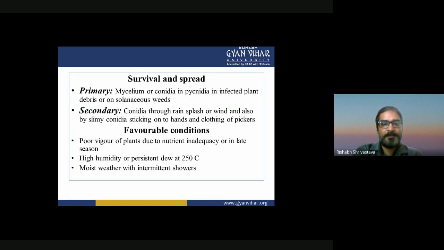Survival and spread. Primary: mycelium or conidia in infected plant debris or also weeds. Secondary: conidia through rain splash or wind, and also by slimy conidia sticking onto hands and clothing of pickers. Favorable conditions: poor vigor of plant due to nutrient inadequacy or in late season, high humidity or persistent dews at 25 degrees Celsius, moist weather with intermittent showers.